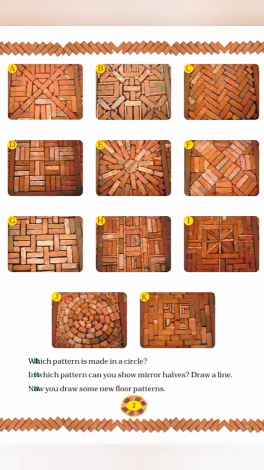Next page, page number 3. Here are some pictures of different patterns. These are in your book. You can have a look at them. See the first question: which pattern is made in a circle? Now see A to K patterns.